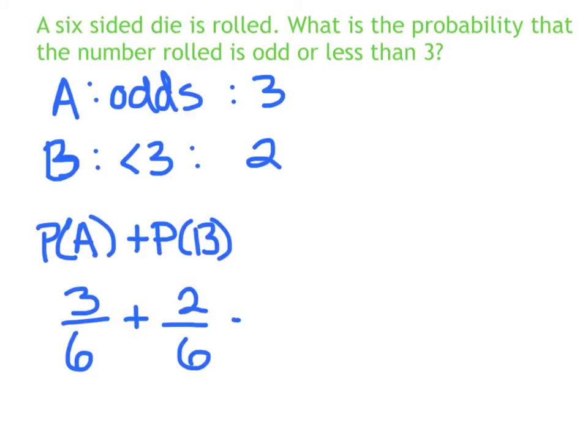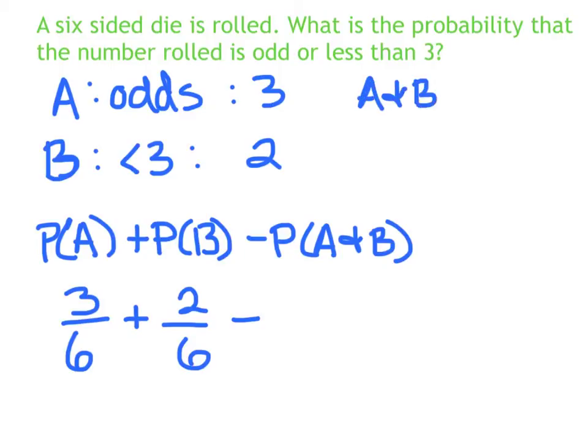Then we have to subtract the probability of A and B. So how many numbers are both A and B? How many numbers are odd that are also less than 3? Well, there's one of them.